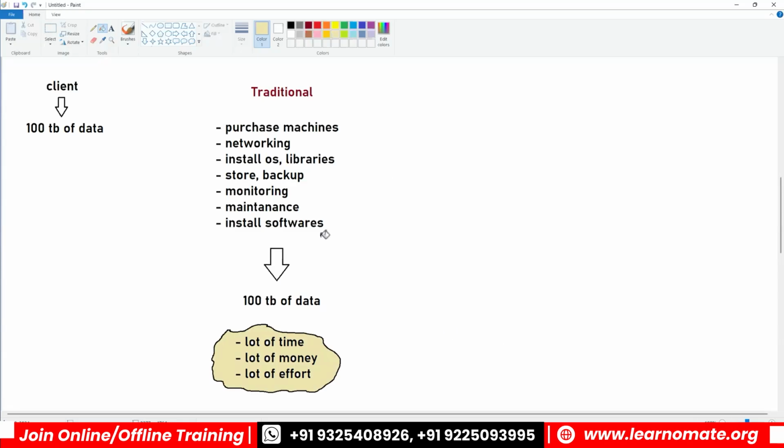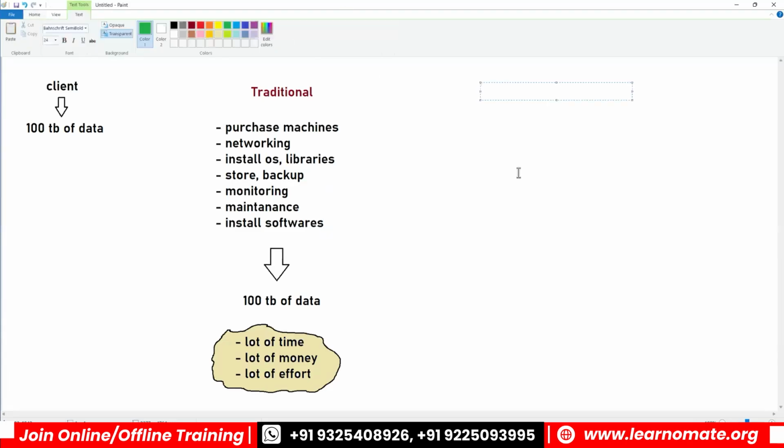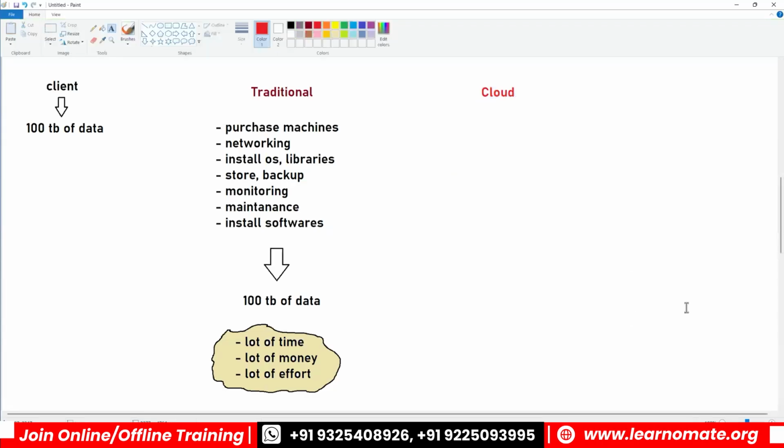Then on the other hand, if we do not want to work with the traditional methodology, what is the other alternative solution that we have nowadays? What is the other alternative method, guys, that we have? So we have one more alternative, that is cloud platform. So the alternative solution that we have is cloud platform. Right? So if you guys wanted to store the same amount of data in the cloud platform, what do we have to do, sir?